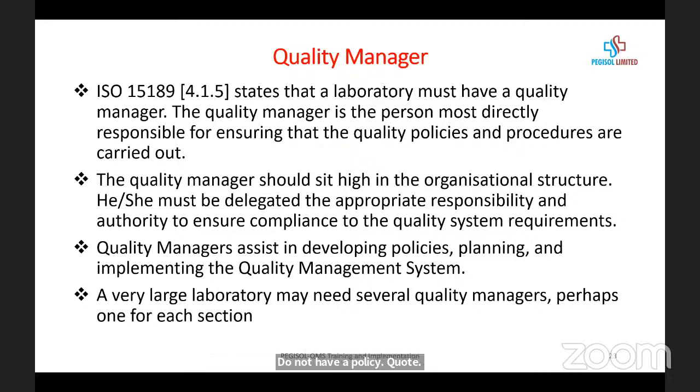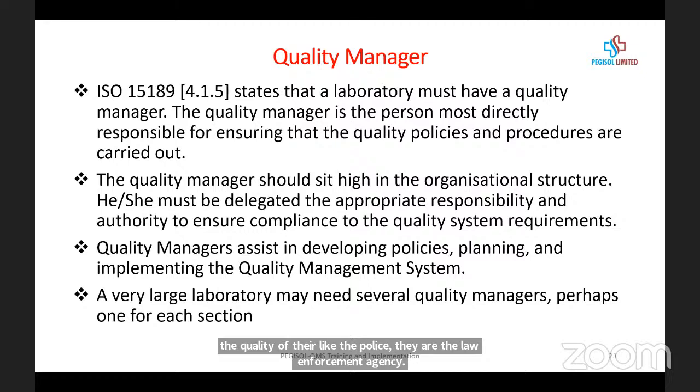The quality manager, or the quality officer, must be directly responsible for ensuring that the quality policies and procedures are carried out. Naturally, humans, we are deviant. People want to do what is convenient. People want to do things that will make them feel good. Normally, that's human nature. So the quality manager or the quality officer, they are like the police. They are the law enforcement agency that ensures that you do the right thing.